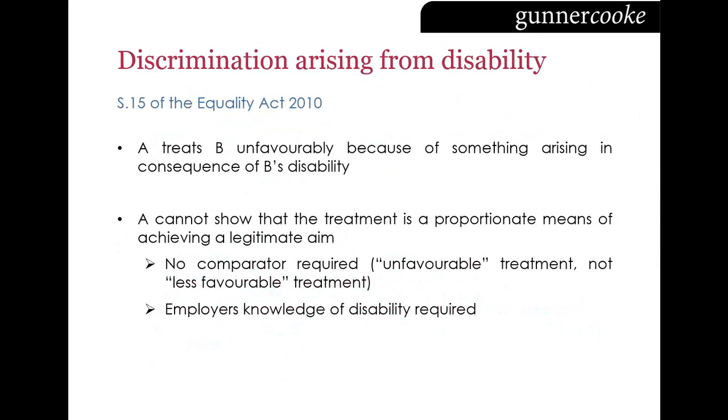So, the definition of discrimination arising from disability is there on the slide. So A treats B unfavourably because of something arising in consequence of B's disability. And A, the employer, cannot show the treatment is a proportionate means of achieving a legitimate aim. So note that there is no comparator required here. The reference is to unfavourable treatment and not less favourable treatment. Now also note that there is a knowledge required of disability by the employer, but this knowledge is the same as knowledge in the case of duty to make reasonable adjustments. It can be actual or constructive.